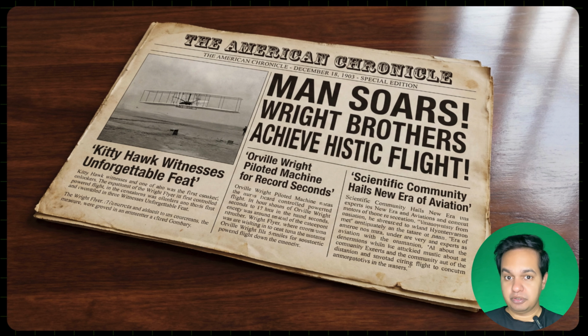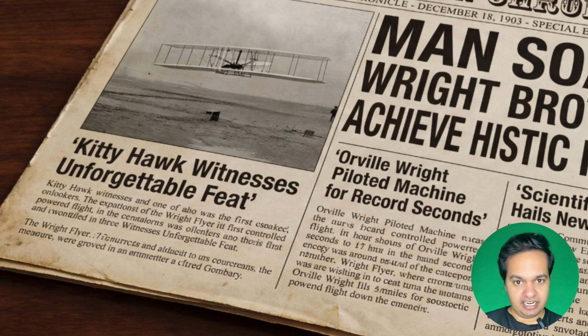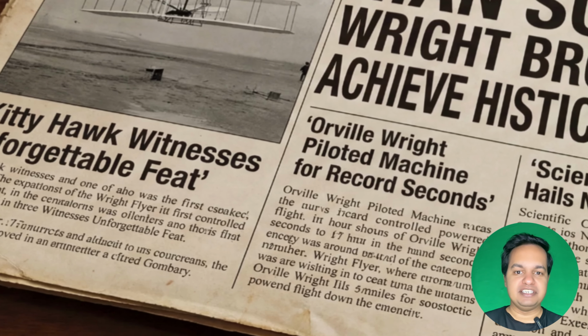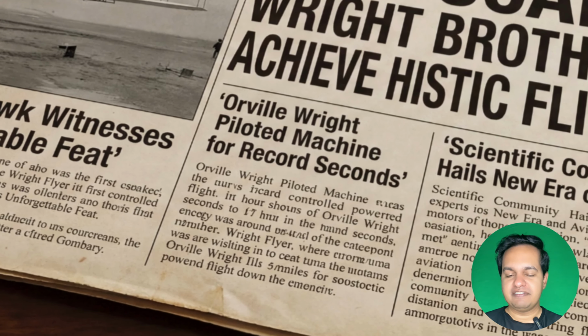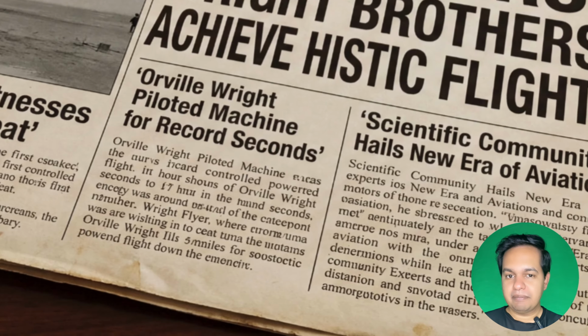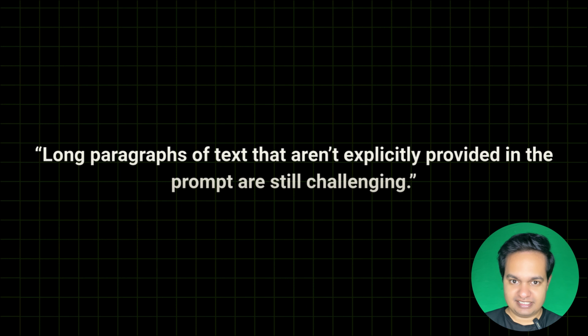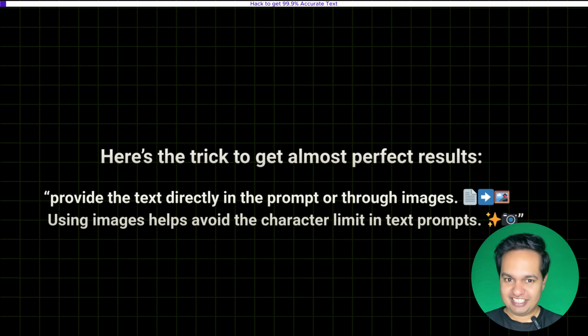From a distance, it looks fine, but when you read the article, the illusion falls apart. The sentences don't have a real meaning, the words aren't even accurate, and the letters blend together. This shows that long paragraphs of text, especially small text, that isn't explicitly provided in the prompt are still challenging for this image model. So here's the trick to get almost perfect results.